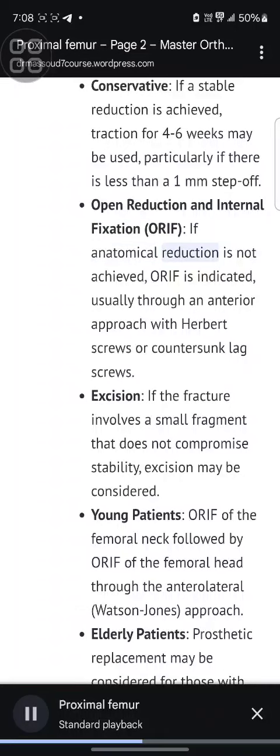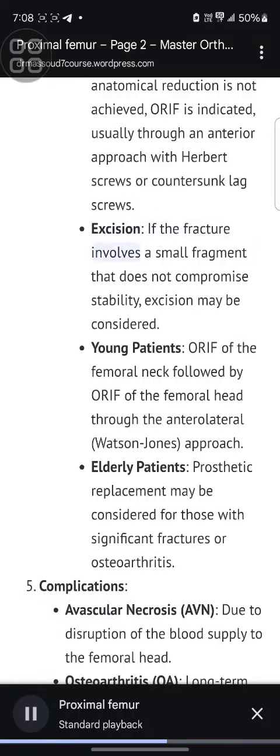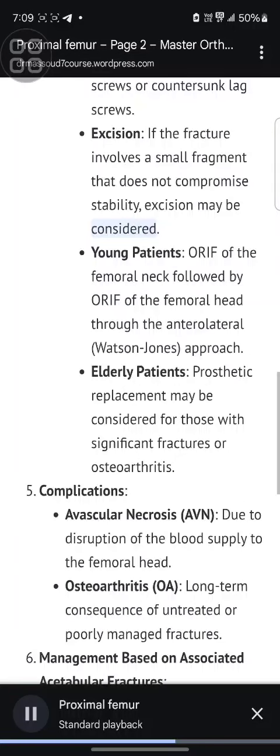If anatomical reduction is not achieved, ORIF is indicated, usually through an anterior approach with Herbert screws or countersunk lag screws. Excision. If the fracture involves a small fragment that does not compromise stability, excision may be considered.